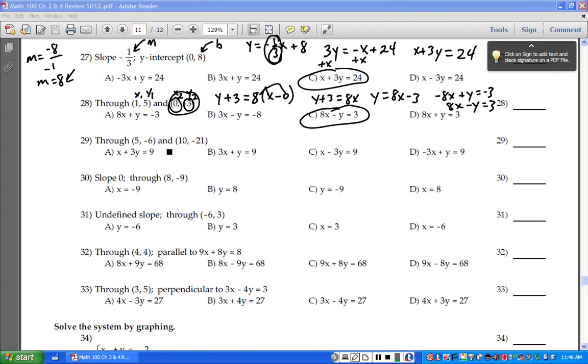29's work the same way. y2 minus y1. Alright, minus a negative is like saying plus. So that's going to give me a negative 15.